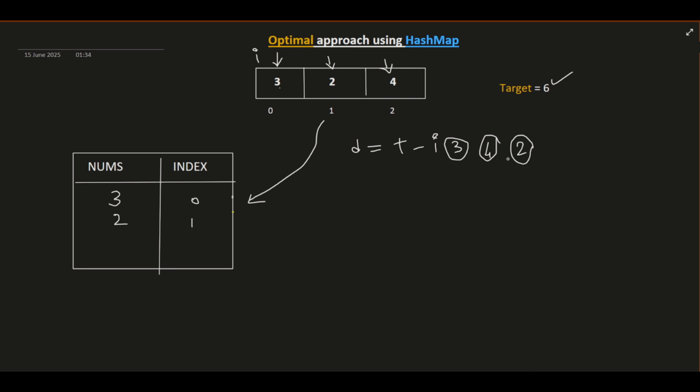So again we check, does 2 exist in our map or not? Yes, 2 exists. So this 2 plus this 4, what? 6. 2 plus 4 will be 6 only. So the answer is found. Our target is 6, right? So return this index and this index, that will be our answer. So 1 and 2, this is our answer.